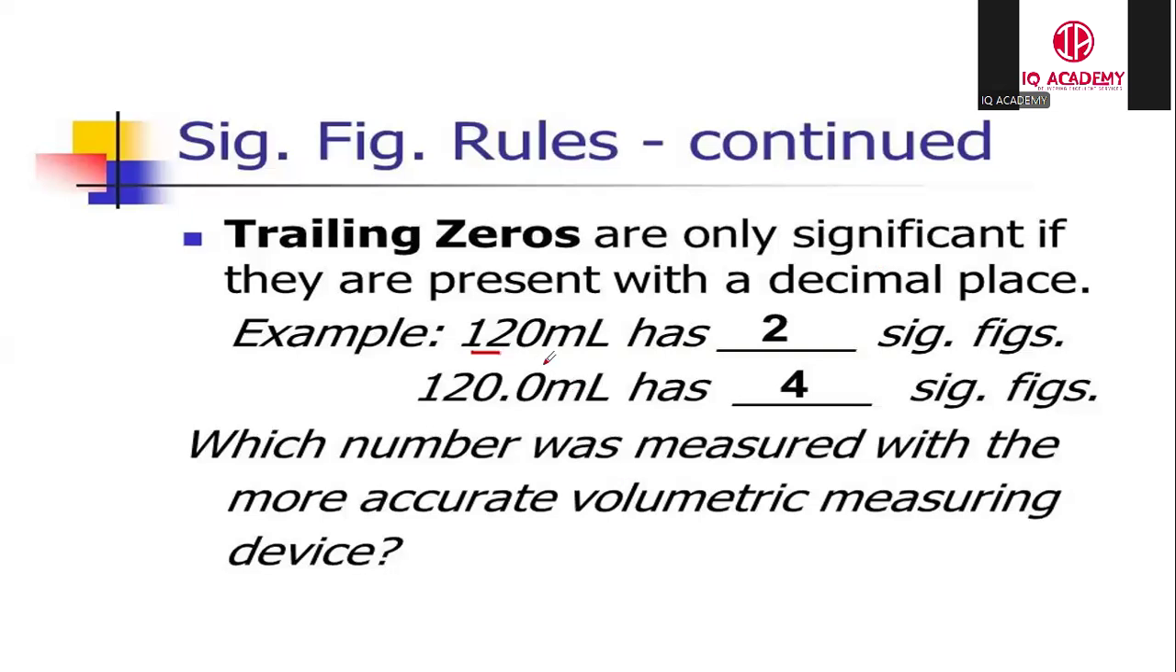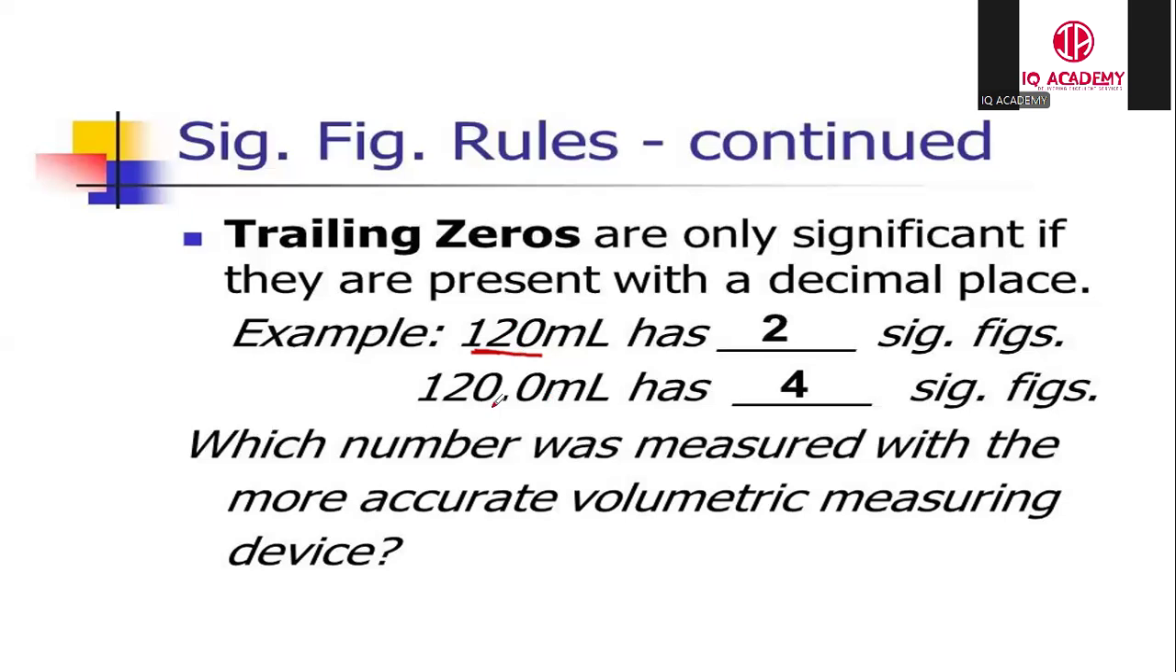So I have 120 here, but I've written it in 2 different ways. I have 120, just written plainly like that, like 120 milliliters. And then here I have 120.0 milliliters. You can see that because this number here does not contain a decimal point, it will have only 2 significant figures, which is the 1 and the 2. This 0 will not count as significant because there's no decimal.